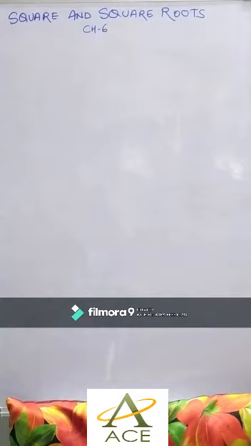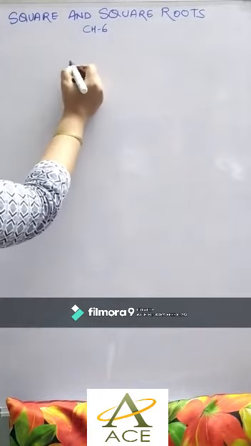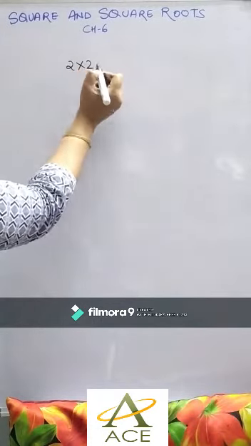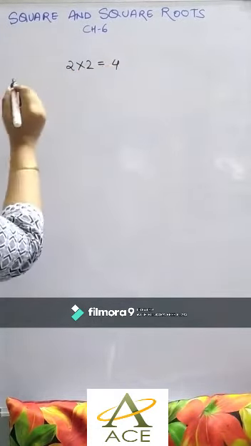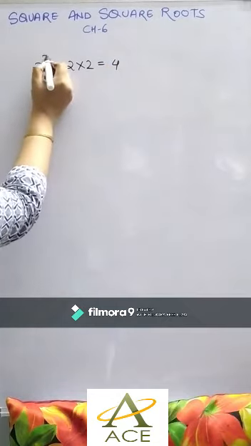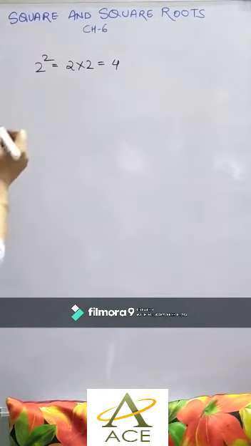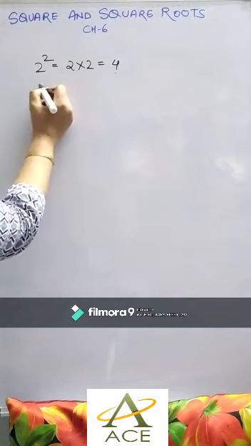Today in this class, we will learn some concepts related to chapter 6, square and square roots. So without any delay, let's start with this chapter. Now what is a square number? Any number multiplied by itself. For example, 2 into 2 equals to 4. We write it as 2 square. This is a square number.